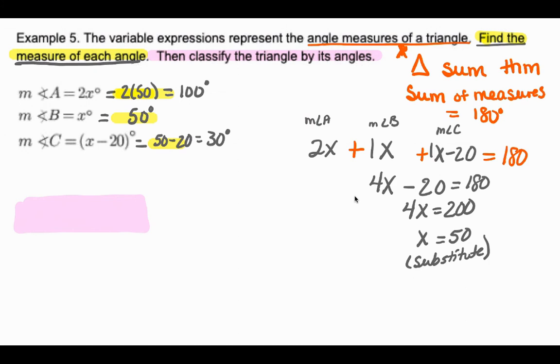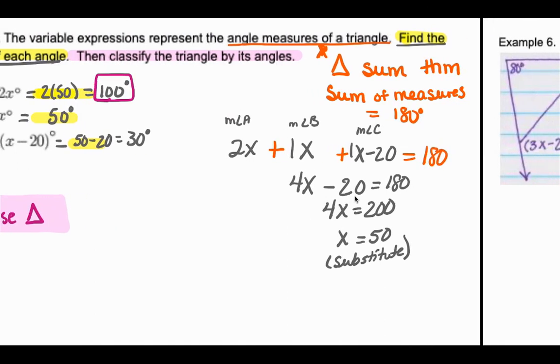Now when we classify our triangle, we look very closely and see that 100 degrees is an obtuse angle. And because we have an obtuse angle, this is an obtuse triangle. So if one of your angles is greater than 90, it's obtuse, and we have an obtuse triangle. If one of the angles is 90, it's right, and you would have a right triangle. And if all of them are less than 90, it's acute. And if all of them are exactly the same, it is also equiangular.